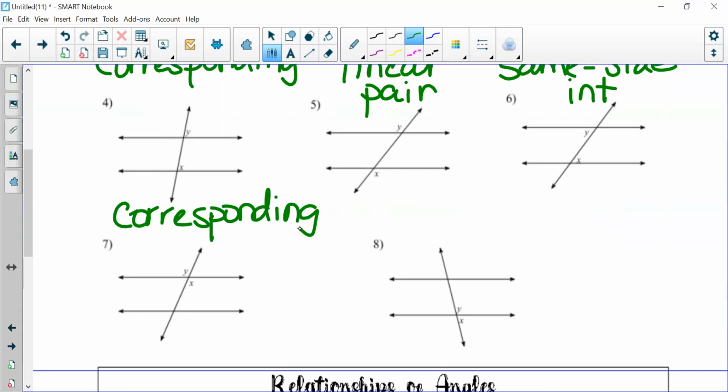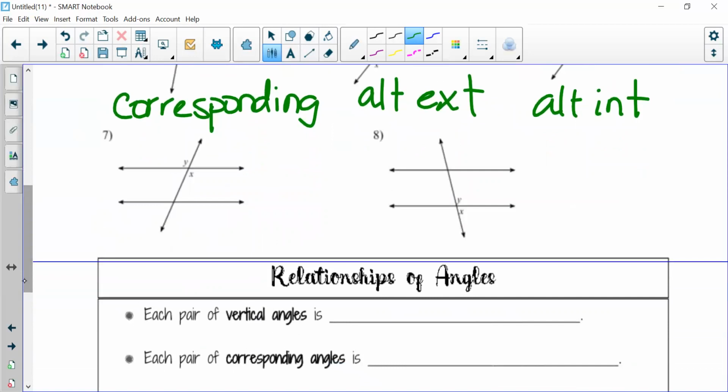Okay, what about 5? What's the relationship? Good, y'all, alternate exterior. Instead of writing that all the way out, you can use ALT EXT. I know exactly what that means. Y'all, what about 6? Good. So alternate interior. What about 7? That's a good one. Good. They are vertical angles.